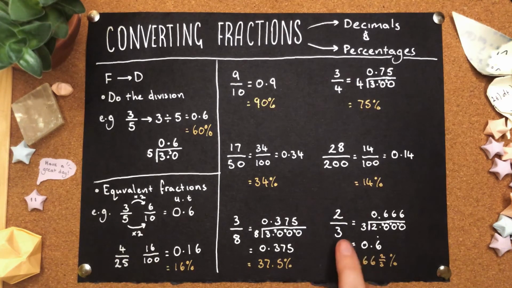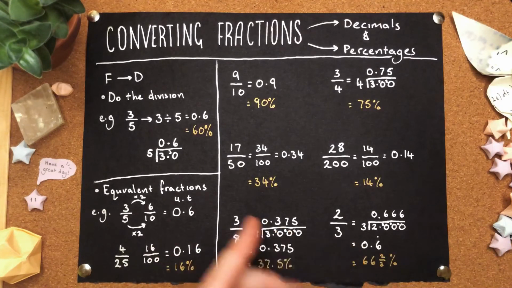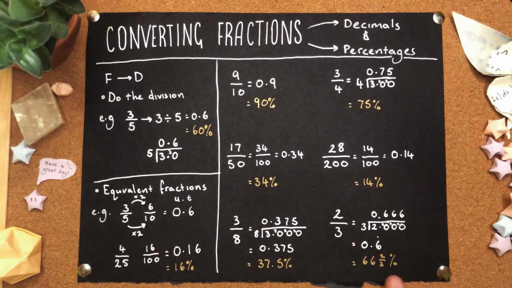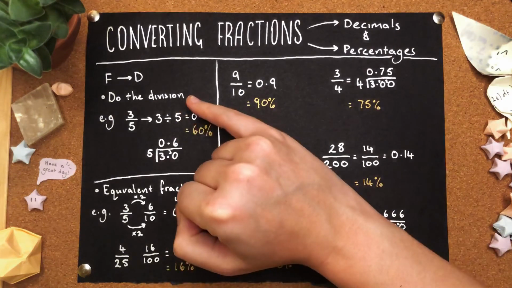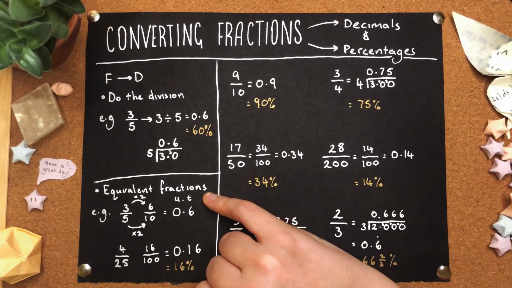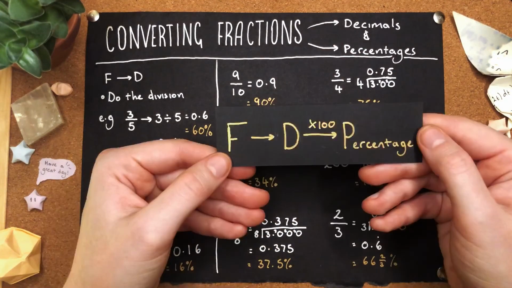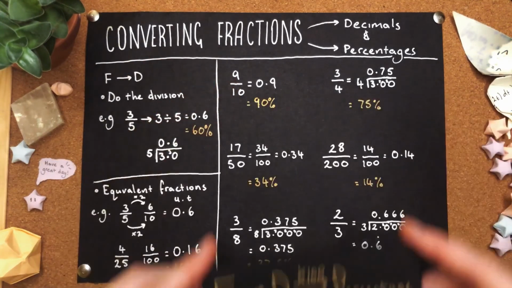And then lastly, our 2/3, which became the recurring decimal, 0.6 recurring. When you turn this into a percentage or times by 100, you get 66 point, and you still have all of those sixes recurring, which you can write as 66.6 recurring percent, or you will sometimes see this as 66 and 2/3%. So to recap, we've got two methods for converting fractions into decimals: either do the division or create an equivalent fraction with a power of 10 as the denominator. And if you want to go from a fraction to a percentage, first convert that fraction into a decimal and then times by 100 to get the percentage. Have fun!